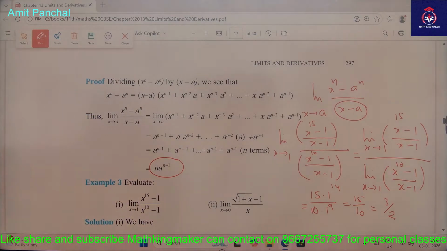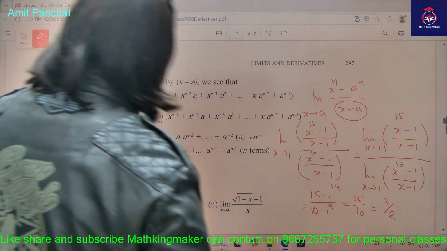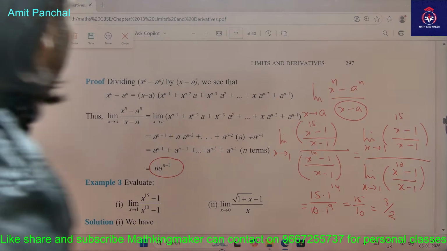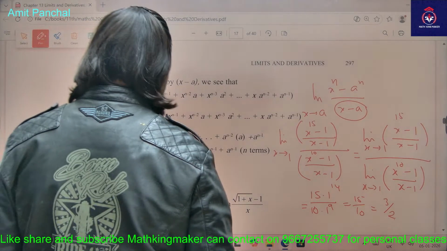Yes, sir. Okay, now try to do the second part. The second part is also a little bit complex. Just try to do it. And even you can change the limits as well. You can change the limits.